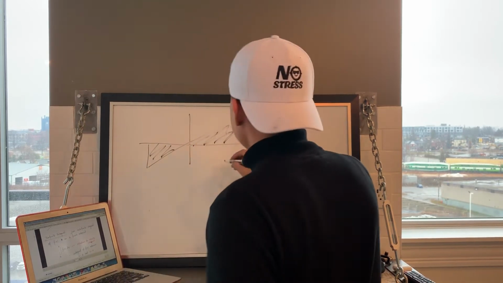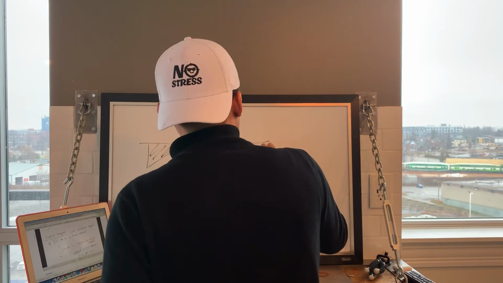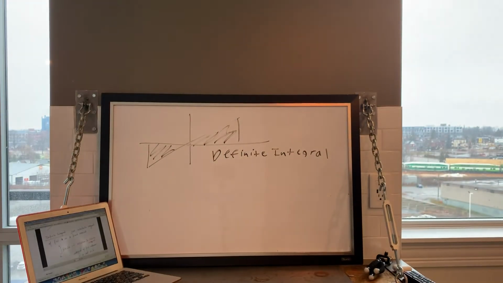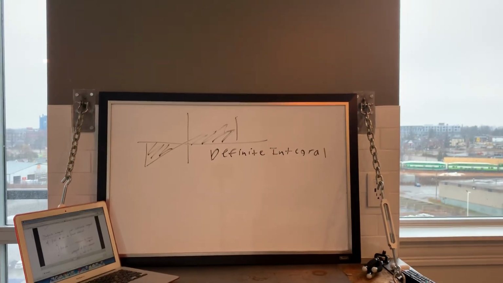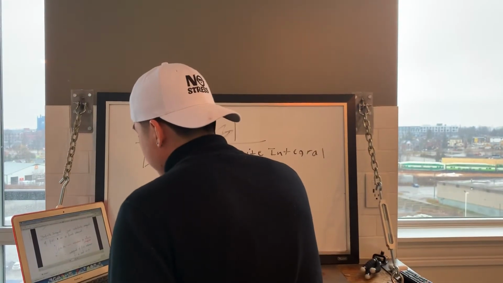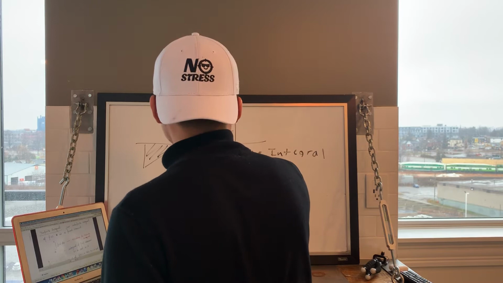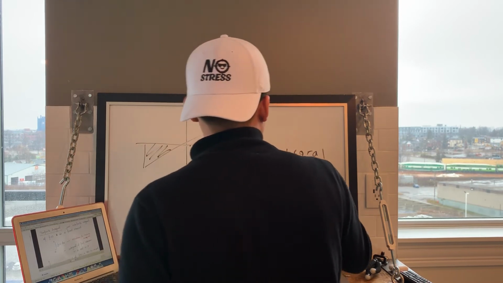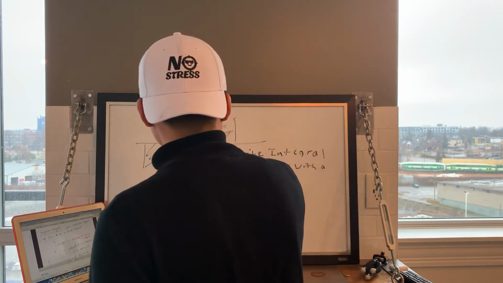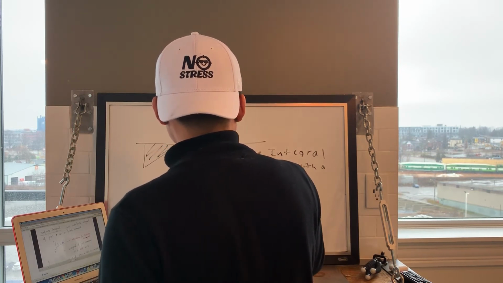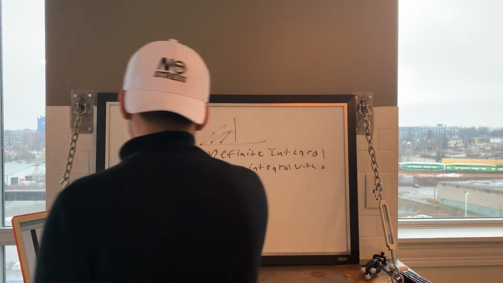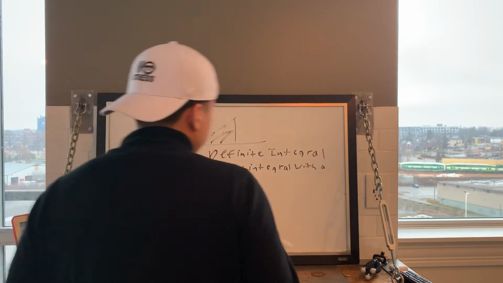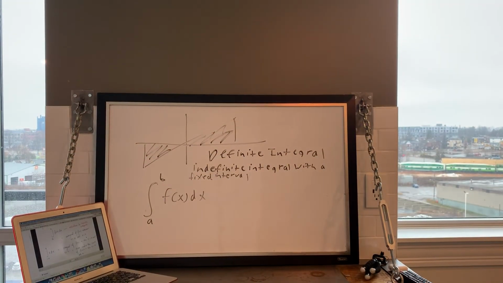So now we get to the term definite integral. Up to now, we've been doing indefinite integrals. We have plus c's at the end because there could be multiple answers. Now we're talking about definite integrals. So what that is, it's just an indefinite integral with a fixed interval. That's all it is. The notation would just be, we use a for the lower bound and b for the upper bound, and the integral of f of x dx. That's all we do.